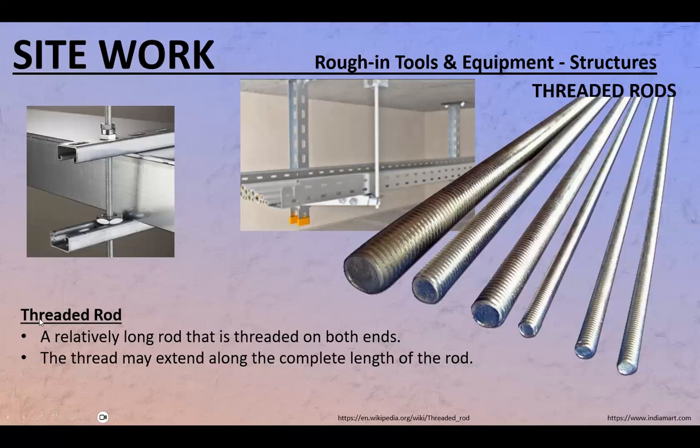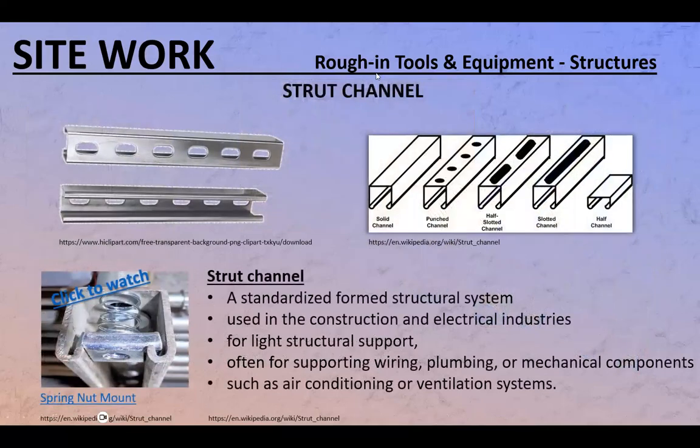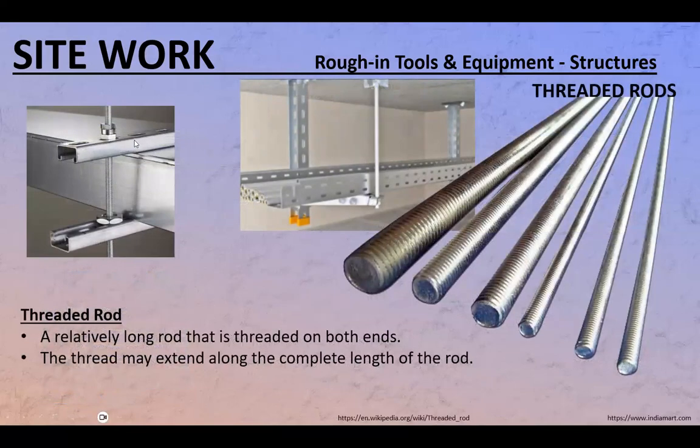All right. So a threaded rod is a relatively long rod that is threaded on both ends. The thread might extend along the complete length of the rod. Sometimes you're going to see threaded rods that just have thread up to a certain length, but most of the threaded rods you're going to see are threaded all the way, and you can cut them to length and use them in whichever way you need. Right? So here's a threaded rod. Here's a threaded rod. Okay. Now, see here, what's that? There's a strut channel.